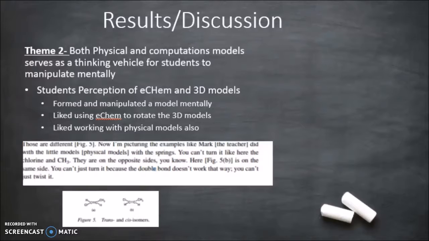Student perceptions of eChem and 3D models were explored in this theme. Basically, how the students formed, and were they able to manipulate a model mentally, like using eChem to rotate the 3D models. Did they like working with physical models as well? Here's an example of a student discussing with his teacher, Mark, and looking at the isomers. Basically, physical and computation models were carriers of students' mental images. Students also noticed the limitations and advantages these two types of models provided.